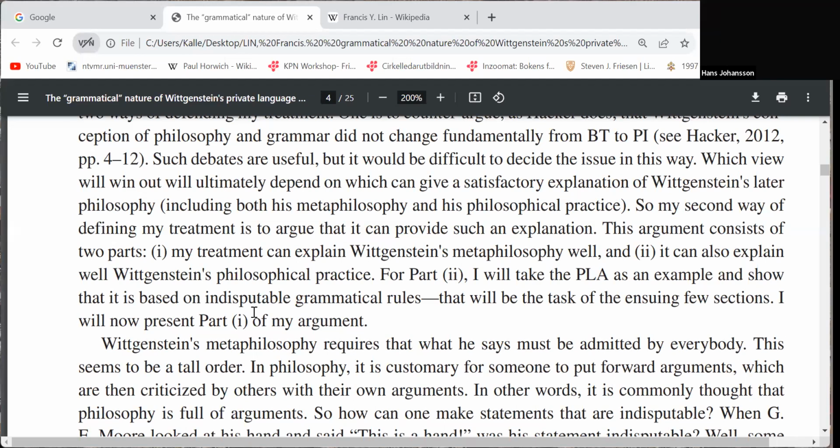For part 2, I will take the PLA as an example and show that it is based on indisputable grammatical rules. That will be the task of the ensuing few sections. I will now present part 1 of my argument.